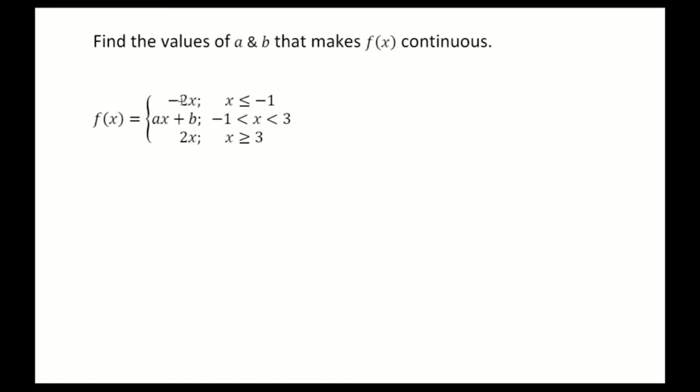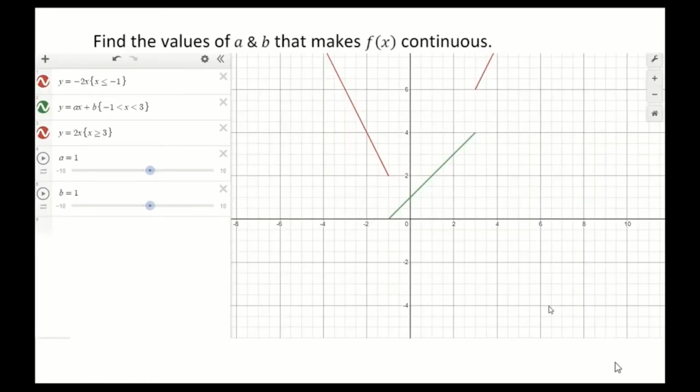So we've got to make this first piece match here when x is -1, and then we need to make the second piece match the third piece when x is 3. So there's going to be basically 2 points of discontinuity at -1 and 3, unless we make these a and b values work so that won't happen. Let's take a look at what that might look like in Desmos.